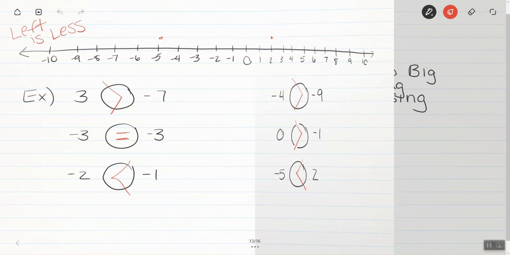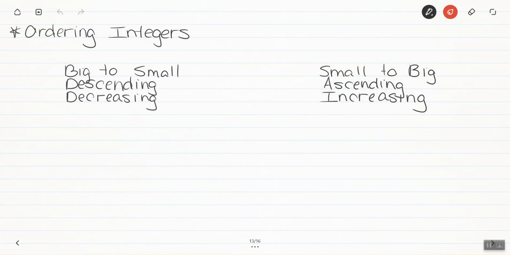The next thing that we need to talk about is ordering integers. Same thing as when we talked about ordering fractions, decimals, and percentages. We have some keywords. So we have big to small, descending or decreasing. These are the words that are going downwards. And then small to big, ascending or increasing, are the words that are going to make the numbers go in order from smallest to biggest.